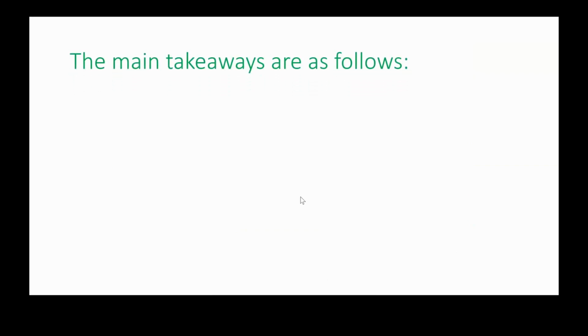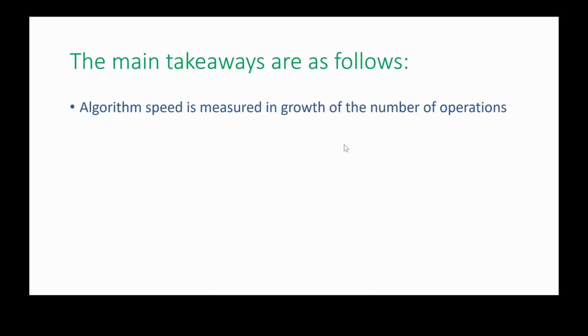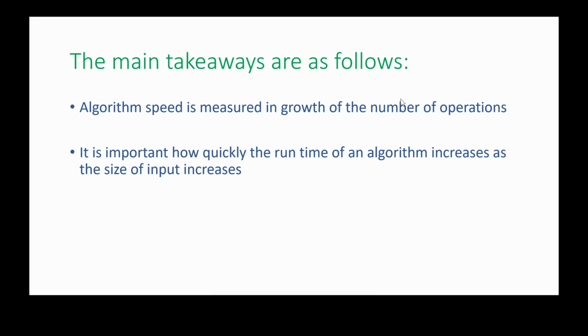The main takeaways are as follows. Algorithm speed is measured in the growth of the number of operations. We do not measure it in seconds or anything else. The only thing that matters is the number of operations.